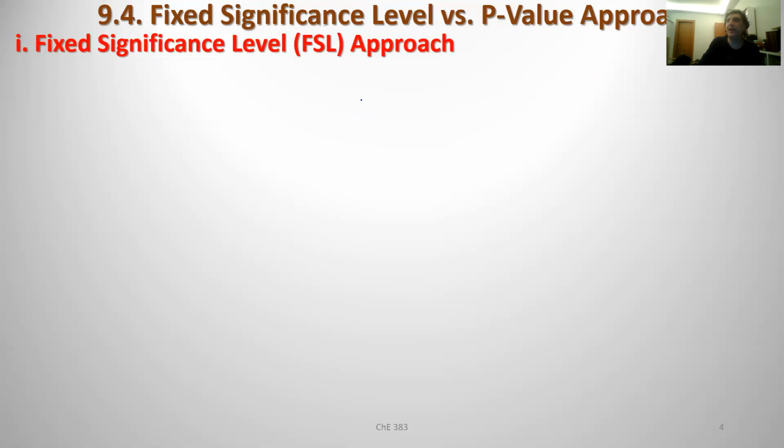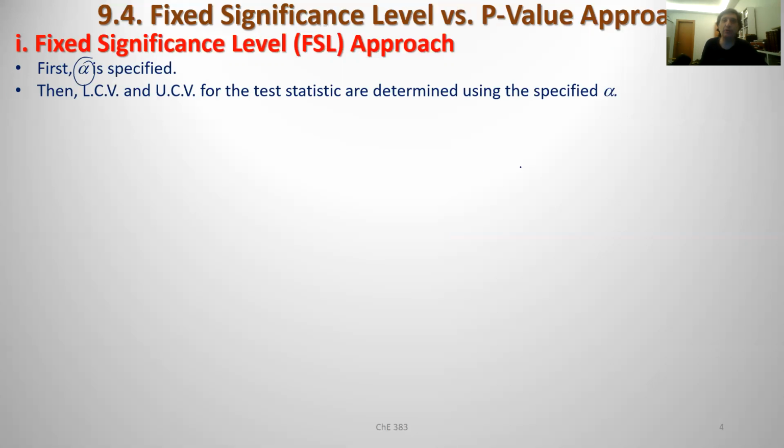So how do we find the upper and lower critical values? The method to determine those values is called the fixed significance level approach. So here is the idea. At the very beginning, we should determine an alpha value, which is the significance level, and it's equal to 1 minus the confidence level, as I told you previously. Then we use this alpha value to determine the lower and upper critical values. It's going to be very simple.